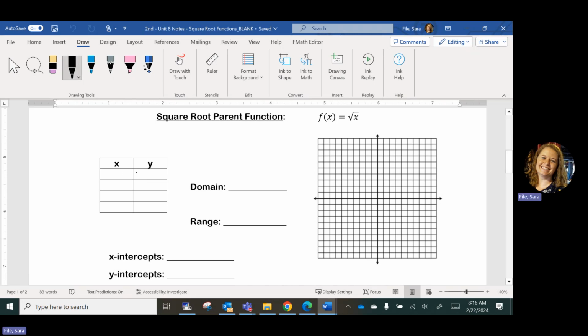So for instance, here I have the table set up. If I don't know where to start this graph, I can just pick a point and start. Okay, so I'm going to pick 0 as my first x, which is my input. So if I come to the equation and I input a 0, what is the square root of 0? 0. So that means when I input a 0, I get an output of 0. There's a point at 0, 0. So I can plot that on my graph.